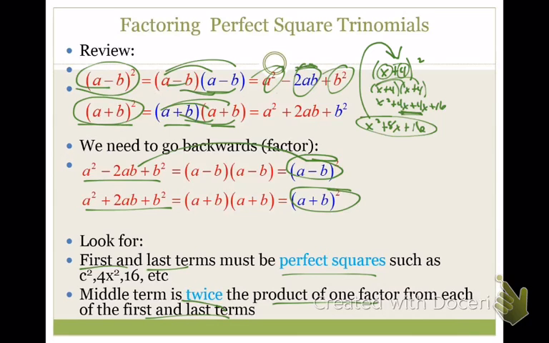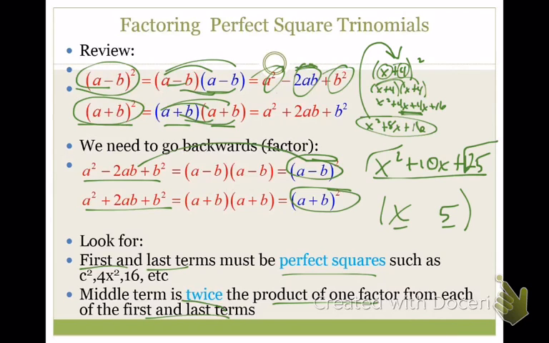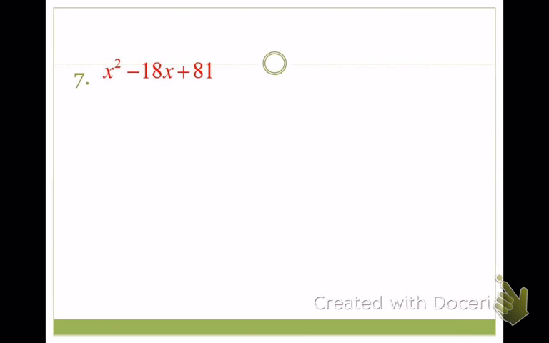So let's take a look at one. So for example, x squared plus 10x plus 25. How do I know that this is a perfect square trinomial? Well, because if I square root this first term, I get x. If I square root the last term, I get 5. Now, if I take these two, x times 5 is 5x times 2 is 10x. And so it will give me that middle term. So I know that this is a perfect square trinomial, and I can factor this down into x plus 5 quantity squared.